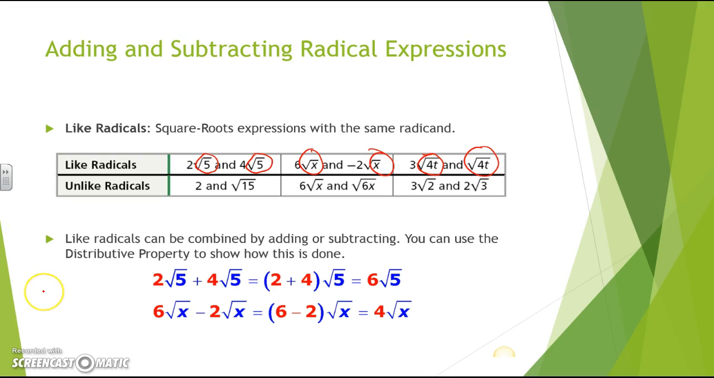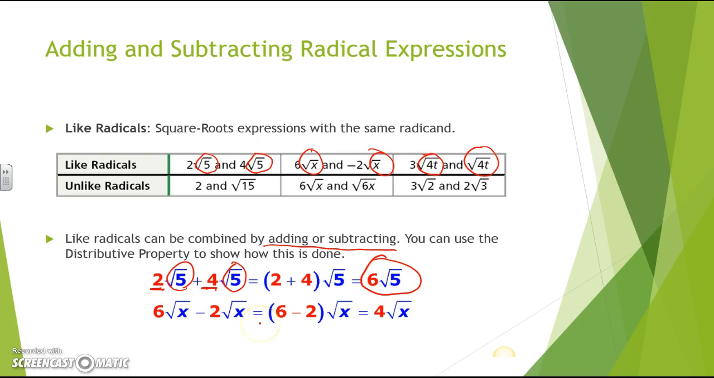So like radicals can be combined by adding or subtracting. You can use the distributive property to show how this is done. So when we look at this here, we have 2 times the square root of 5 plus 4 times the square root of 5. They both have like radicals of square root of 5. So the way we combine this is we would add the outside numbers, 2 plus 4, and then the like radicals would be square root of 5. So 2 plus 4 is 6 times the square root of 5, and that would be your final answer, 6 times the square root of 5.